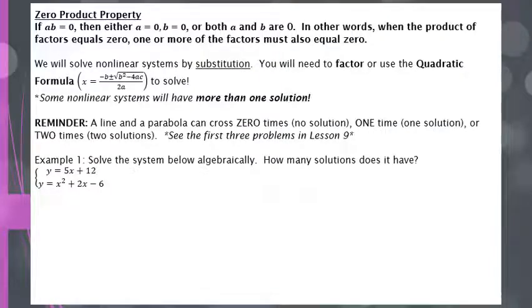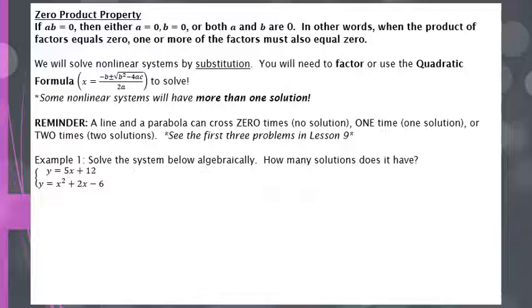We're going to start solving systems that are not both linear equations algebraically. So we've done this graphically and saw where the two graphs cross, but there's also a way that you can do this algebraically. So there's a ton of information at the top here.